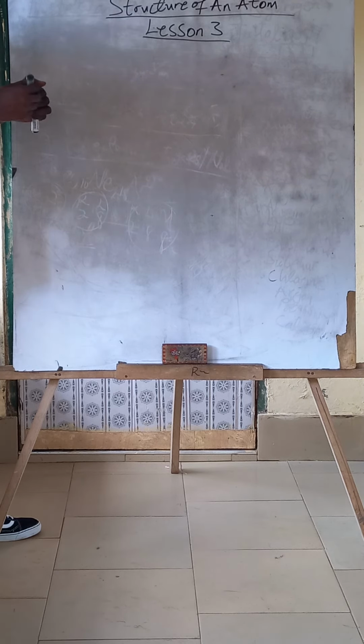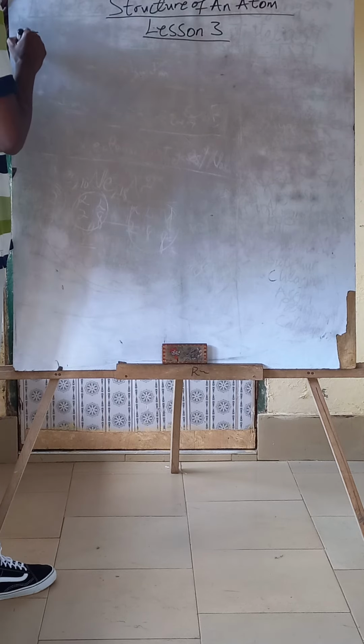This is our lesson 3. So we will talk about the electronic configuration, we'll talk about valency, and we also talk about ion. Then we end the lesson. So let's quickly begin with electronic configuration.